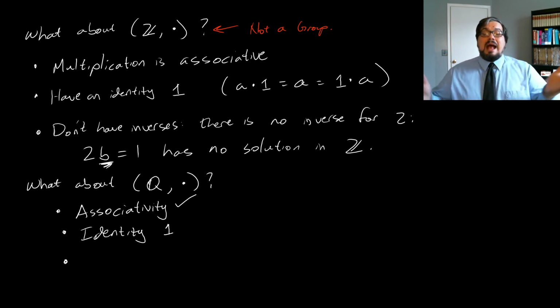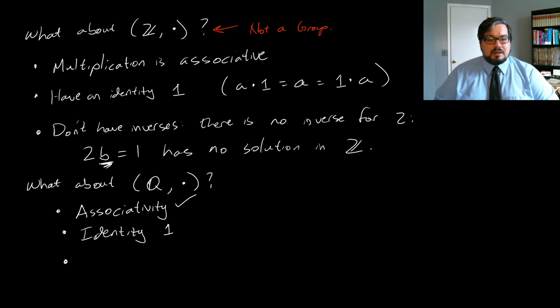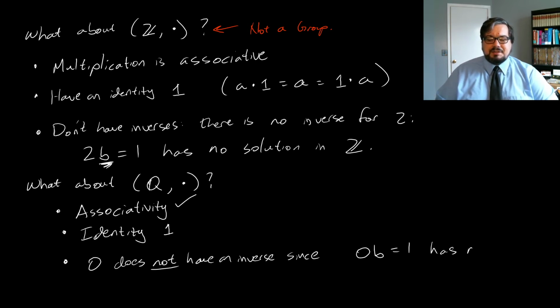And now 2 has an inverse. 2 has an inverse of 1/2, and it looks like everything in Q has an inverse except for one thing. We don't have an inverse for 0. So 0 does not have an inverse, since 0 times b equals 1 has no solution.